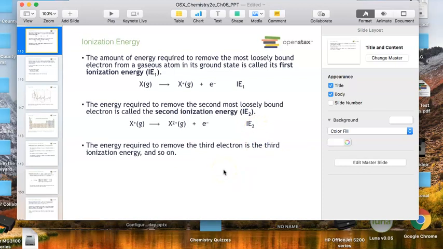And then the energy required to remove a third electron from an atom is referred to as the third ionization energy. Again, we would be starting with X2+. How much energy does it take to remove a third electron? That's referred to as the third ionization energy. So, ionization energy in general is just the amount of energy it takes to remove an electron from an atom.